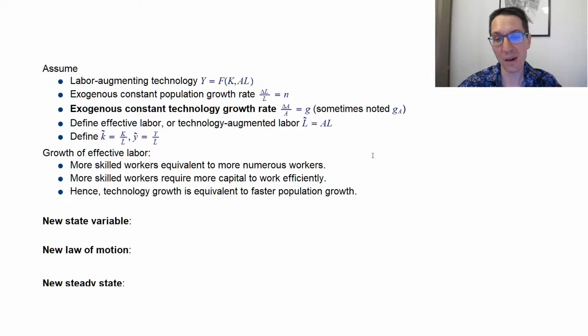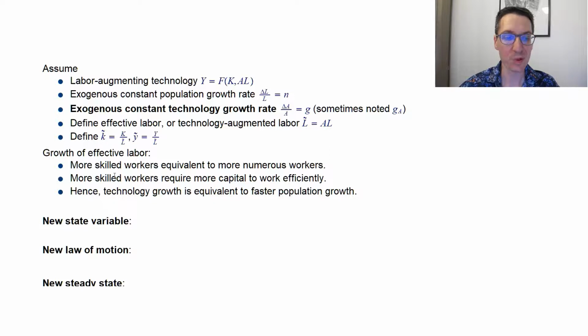Because now the only thing we really have to do is to redefine all the other variables in terms of L tilde instead of L, and we're done basically. So let's go ahead and do that. Instead of considering capital per worker, we consider capital per efficient worker. So K divided by L tilde is small k tilde. And output per worker is replaced by output per efficient worker. So Y divided by L tilde is equal to small y tilde.